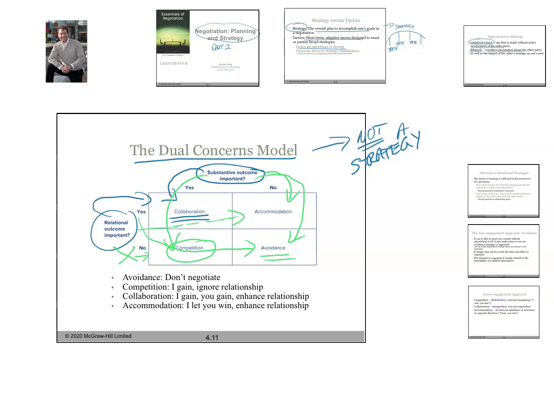If you're working on a plan and you're actually engaged in the negotiation, you can't put in, well, my strategy is going to be to avoid it. That makes no sense. So avoidance, not a strategy.